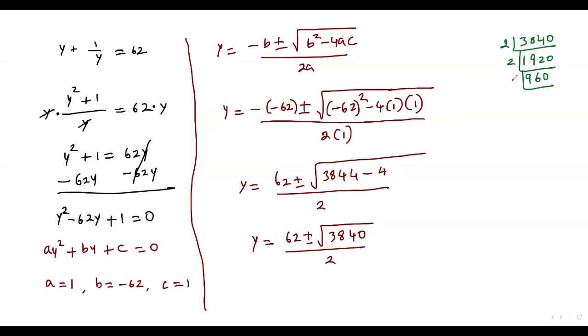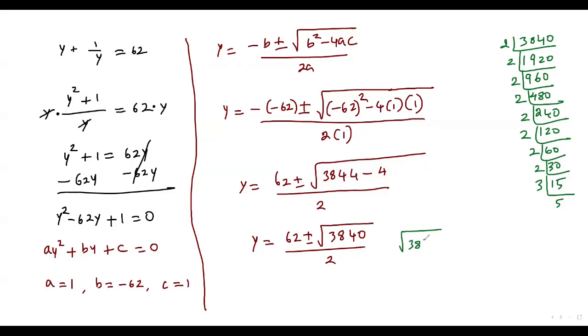I'm getting 960. Again, it can be divided by 2. I'm getting 480. Again, I divide it by 2. I'm getting 240. Again, I divide it by 2. I'm getting 120. Again, I divide it by 2. I'm getting 60. Again, I divide it by 2. I'm getting 30. Again, I divide it by 2. I'm getting 15. When 15 is not divisible by 2, it's an odd number, so we can divide it by 3. Then I'm getting 5. So 5 is a prime number, so we can stop. Now the square root of 3,840 can be written as, let me finish writing.